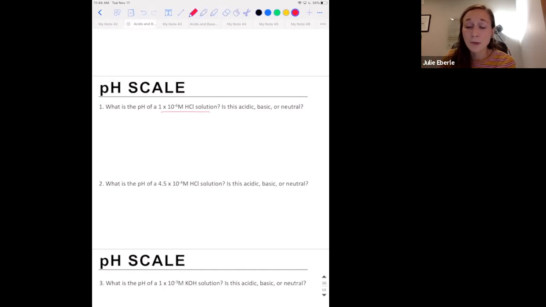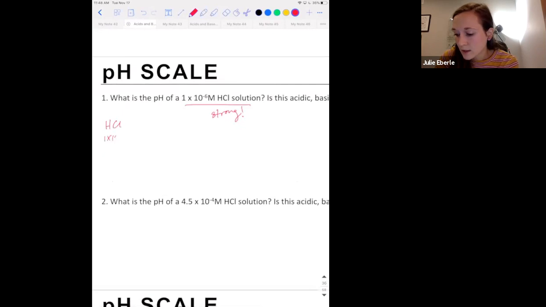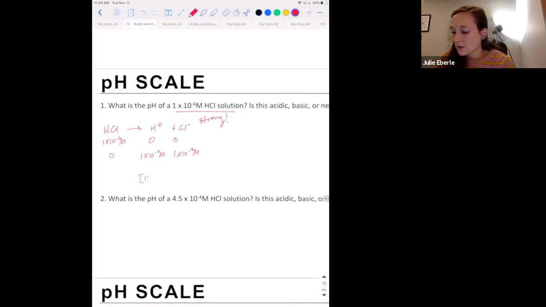You need to apply the same thinking we did earlier. HCl we know is a strong acid. So if you start off with 1 times 10 to the minus 6 molar, when it dissociates, you get H plus and Cl minus. Initially you have 0 of these things. When you're done, you have no HCl left, and all products. So my concentration of H plus equals 1 times 10 to the minus 6.